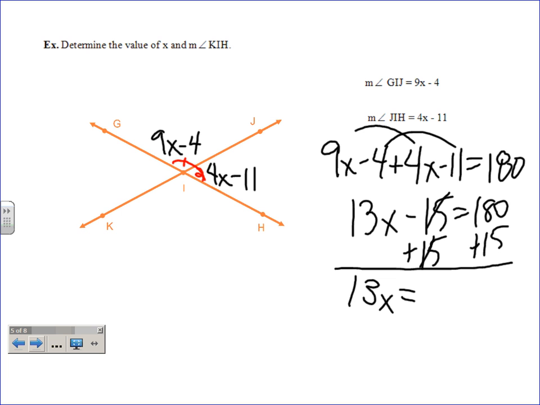Now that 195 over there might not seem very nice. Well, let's find out. Because now that we've gotten this far, we've done all that adding and subtracting again, so we're going to go ahead and divide by this 13 here.